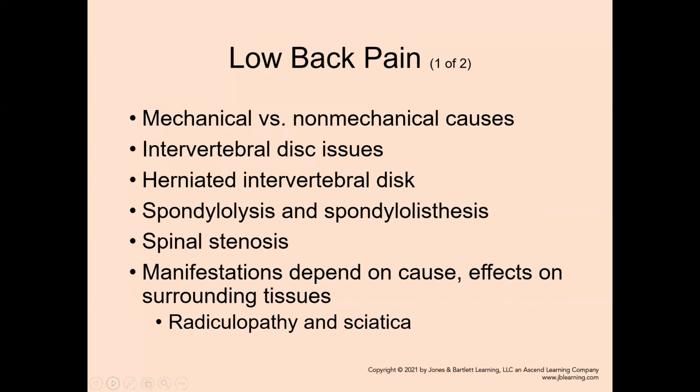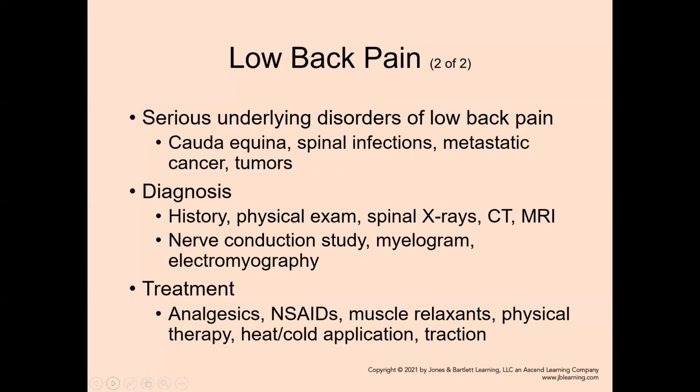The manifestations really depend on the cause and the effects of the surrounding tissues. Radiculopathy is when the patient has numbness and tingling associated with the low back pain. And sciatica is again caused by manifestations surrounding the tissue. Serious underlying back disorders include cauda equina, which is where someone has had a traumatic injury and they lose control of their bowel and their bladder. There could be a spinal infection, metastatic cancer, or tumors.